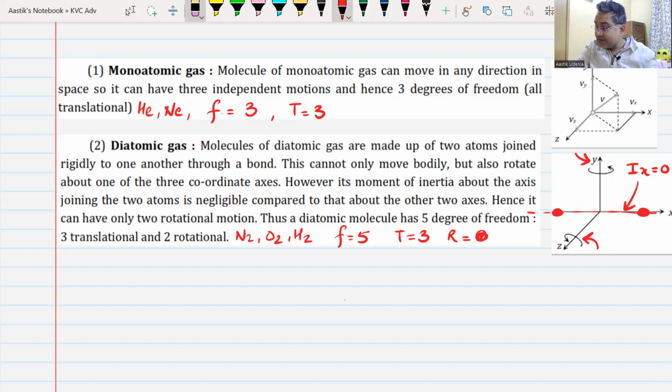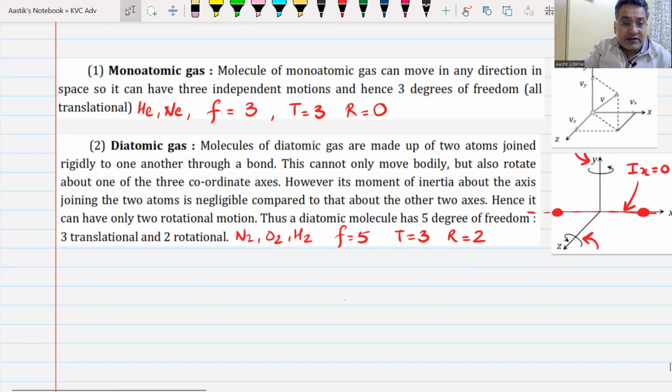Do we understand this? Yes, sir. Translational mode, translational freedom is 3, rotational is 0. Here translational is 3 and rotational 2. In monatomic gas, translational 3 and rotational 0.